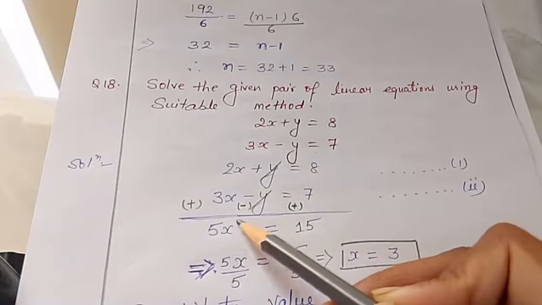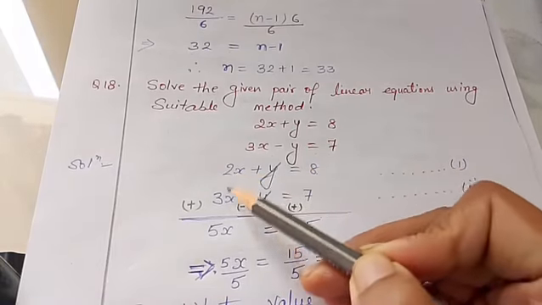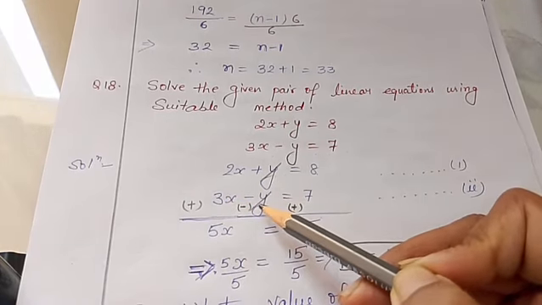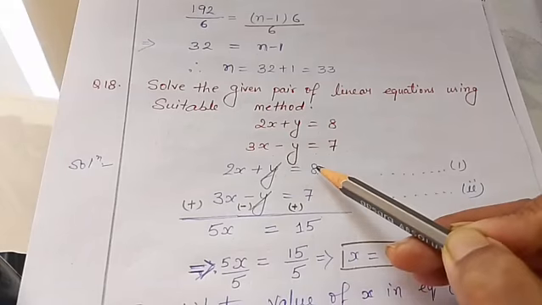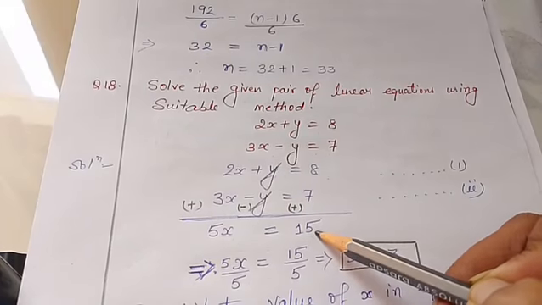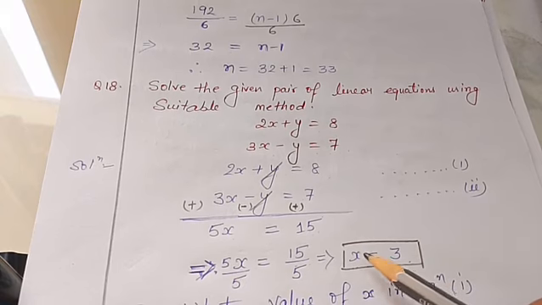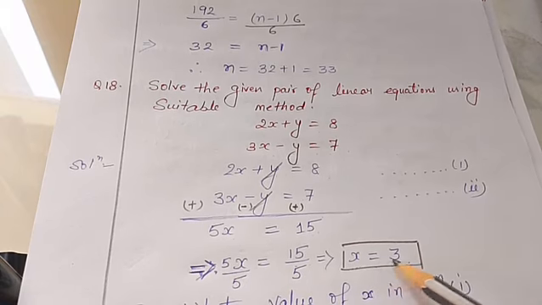Add both equations. 2x plus 3x becomes 5x, plus y minus y cancels, is equal to 8 plus 7, which becomes 15. Now divide both sides by 5. This implies x is equal to 3.